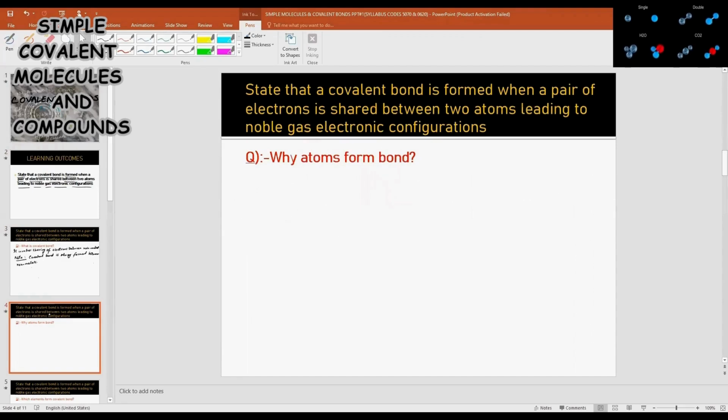Why do atoms form bonds? Atoms form bonds to complete their valence shell.